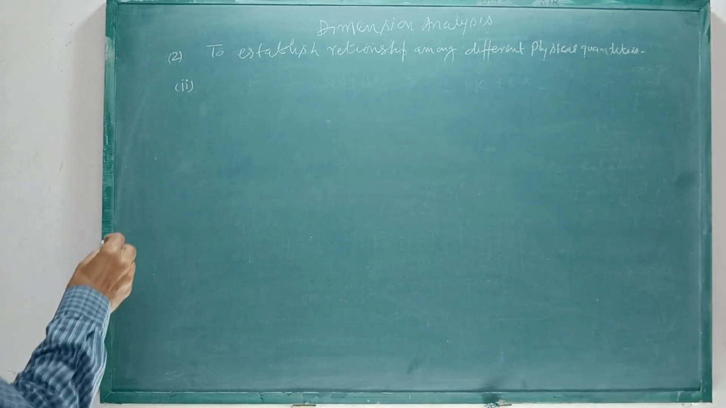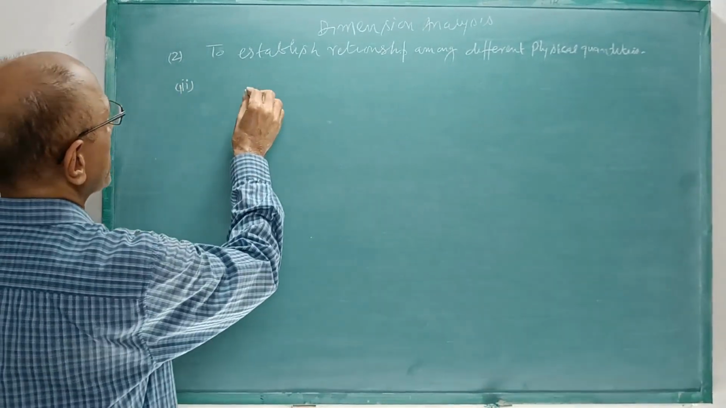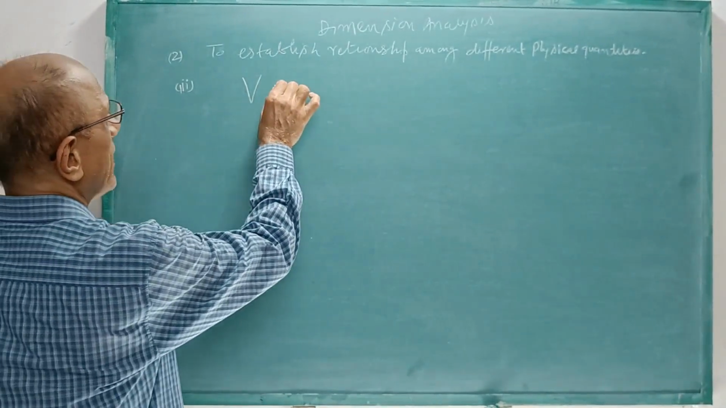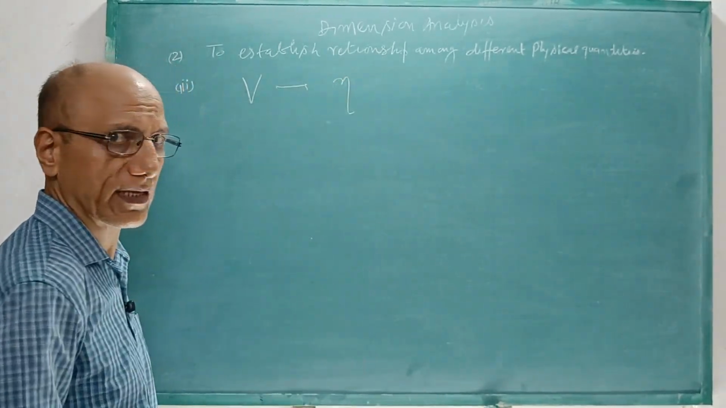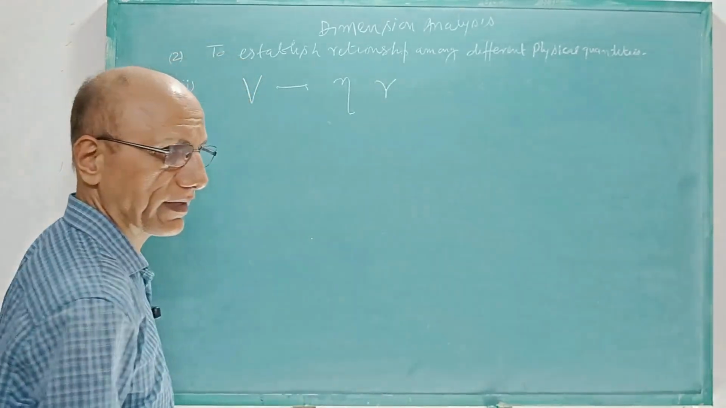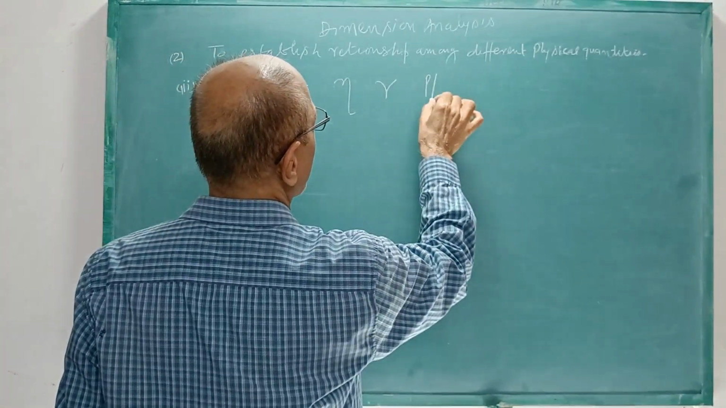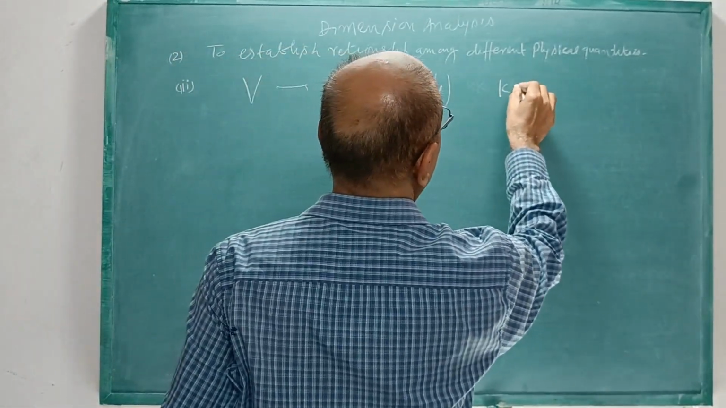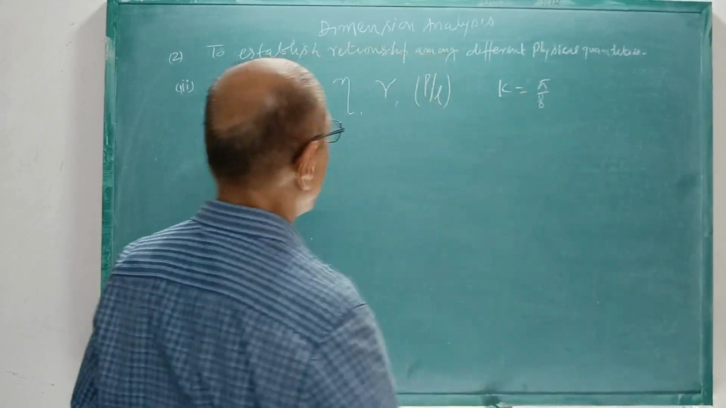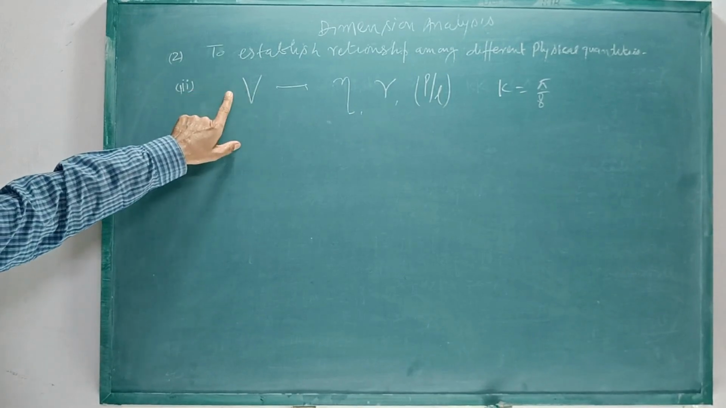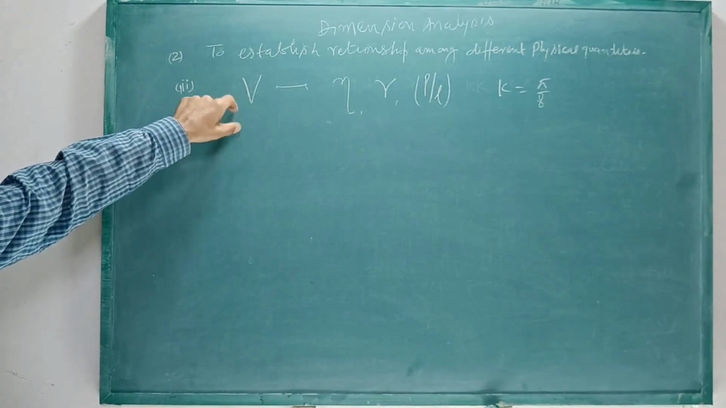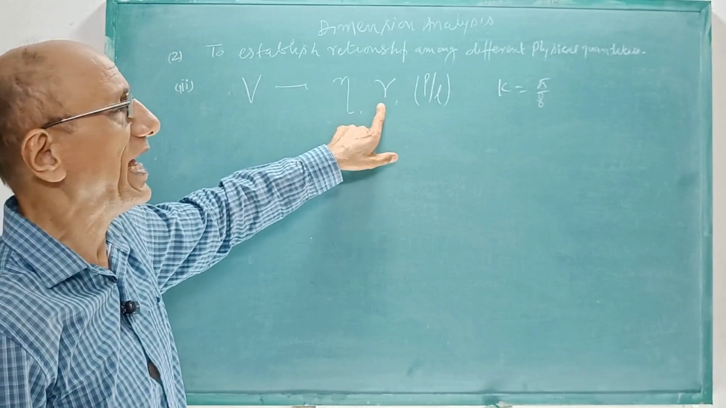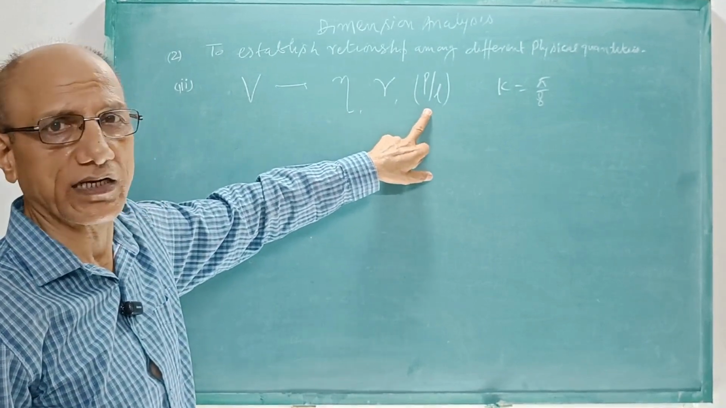Now we can find the third question, the relationship between the rate of flow of liquid, that is volume per second, which depends on eta, depends on the radius of the pipe, and depends on the pressure gradient P by l. And this proportionality constant is pi by 8. Again the question is the rate of flow, that means volume per second, through the pipe, depends on the viscosity of the liquid, the radius of the pipe, and the pressure gradient.